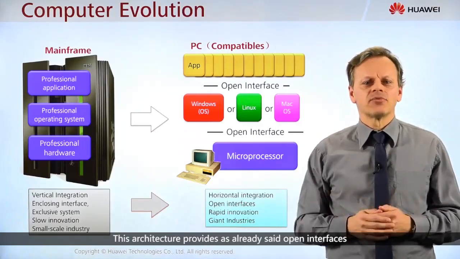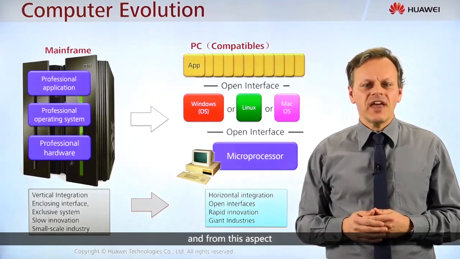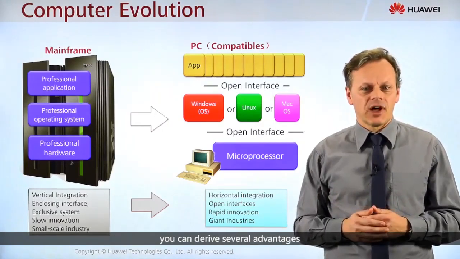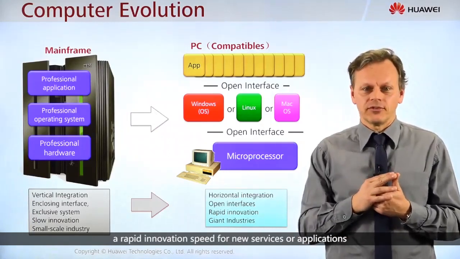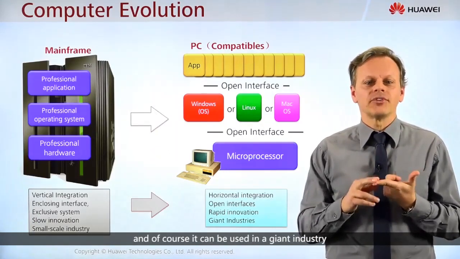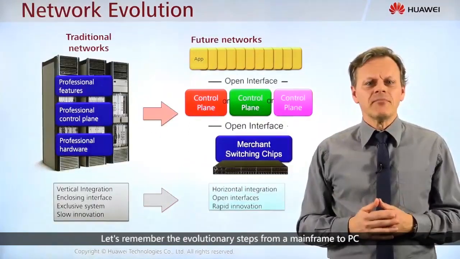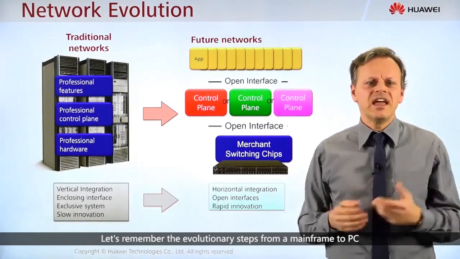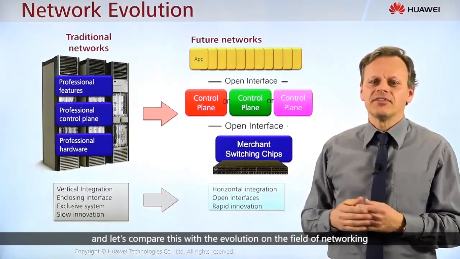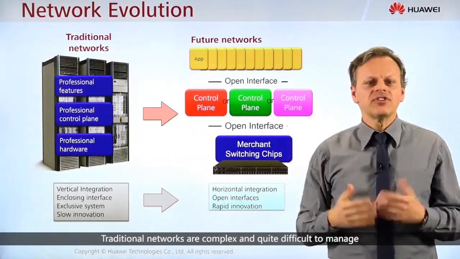This architecture provides, as I already said, open interfaces. And from this aspect, you can derive several advantages. A rapid innovation speed for new services or applications, and of course, it can be used in giant industries. Let's remember the evolutionary step from a mainframe to a PC, and let's compare this with the evolution on the field of networking.